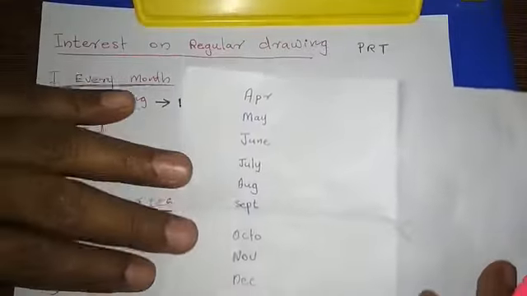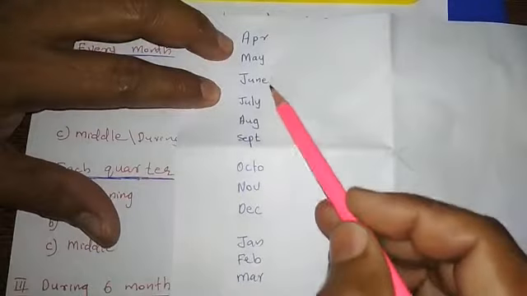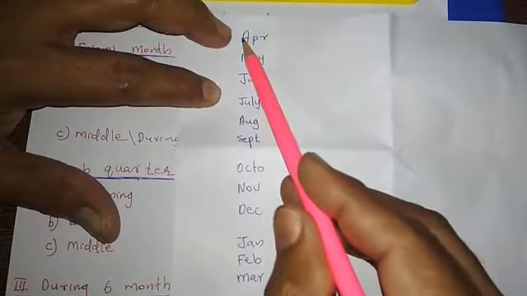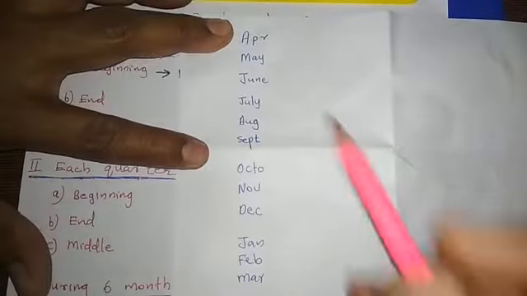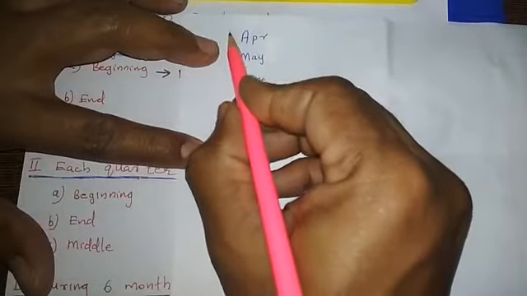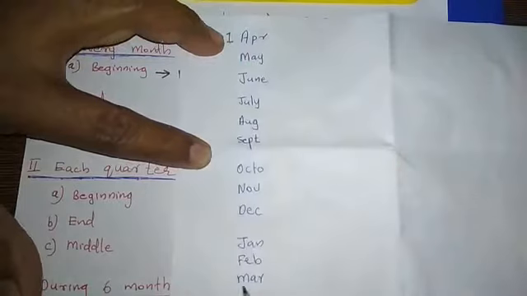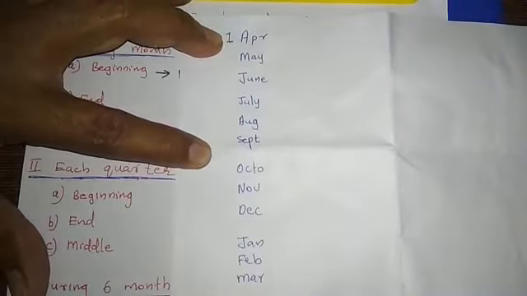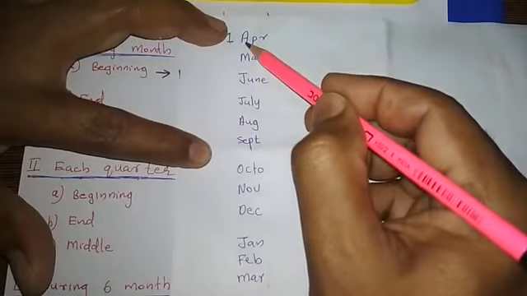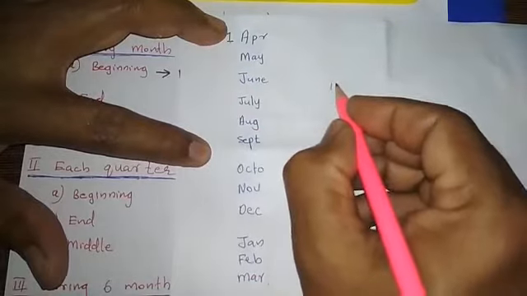Listen carefully. See, these are the 12 months: April, May, June, July, like that. The accounting year starts on 1st April and ends on 31st March. The first drawing is made on 1st April. Then how many months remain? We are calculating interest on drawings up to 31st March. So we have to count April also, and in total we count 12.